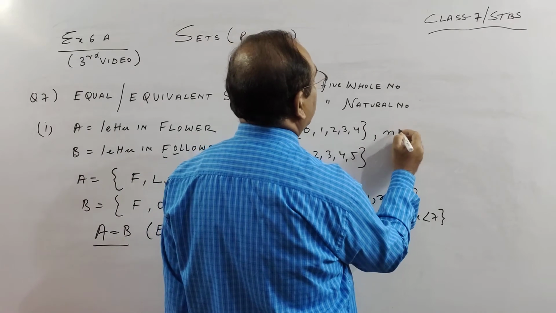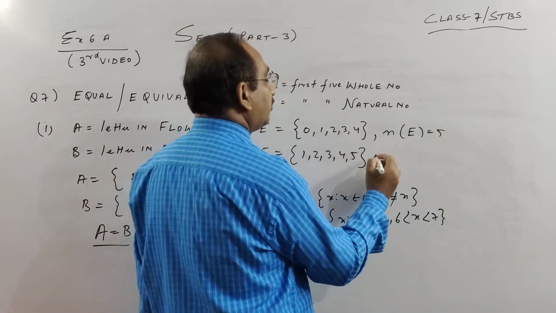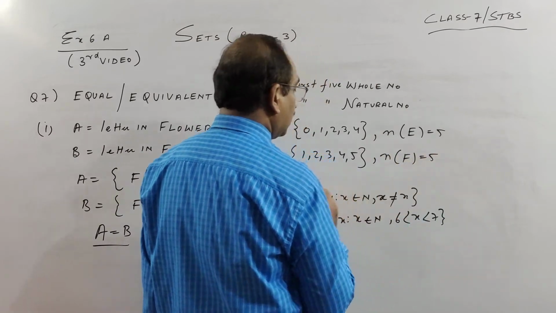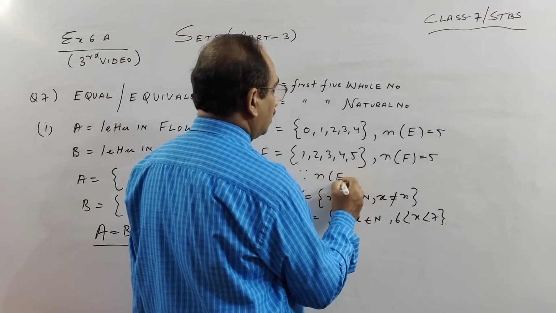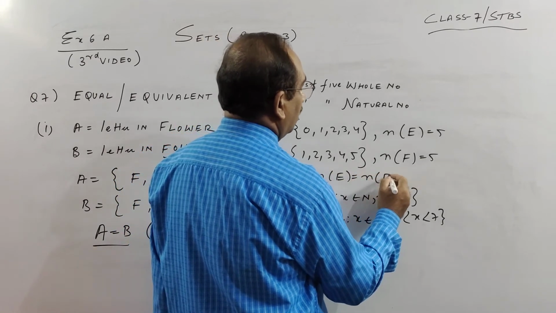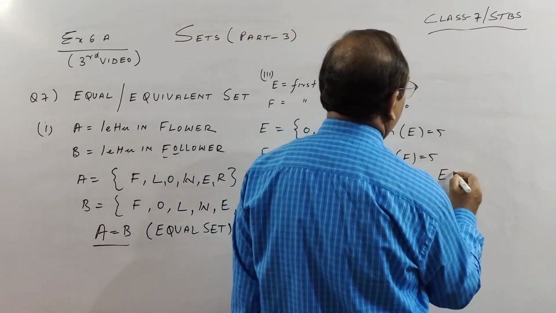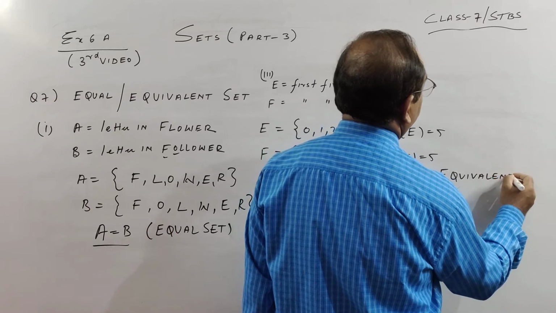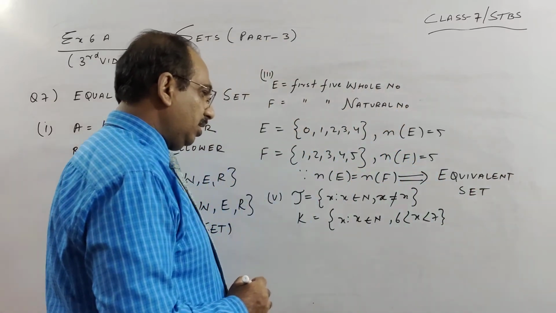So what I taught you, their cardinal numbers, let us see. The total number of elements here is 5. The total number of elements here is also 5. Since their cardinal numbers are equal, the cardinal number of E is equal to the cardinal number of F, so they are equivalent sets. Okay, so they are equivalent sets.